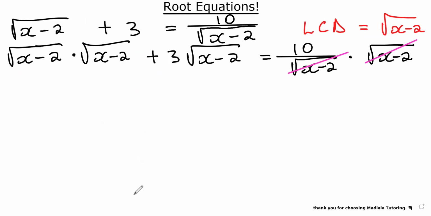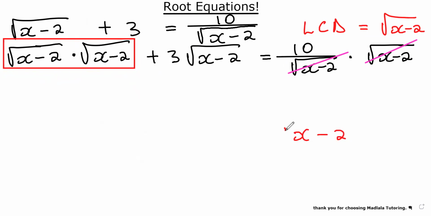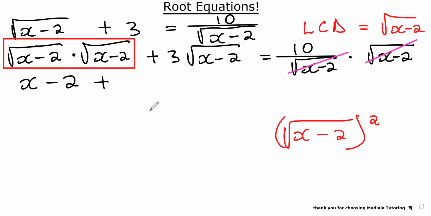But I want you to see on the left-hand side, we have the square root of this times the square root of that, which if you prefer, you can actually write as the square root of x minus 2, all squared. And here you can see that the square root and the square will cancel out. So now you have x minus 2 here plus 3 times the square root of x minus 2. And this is equal to 10.